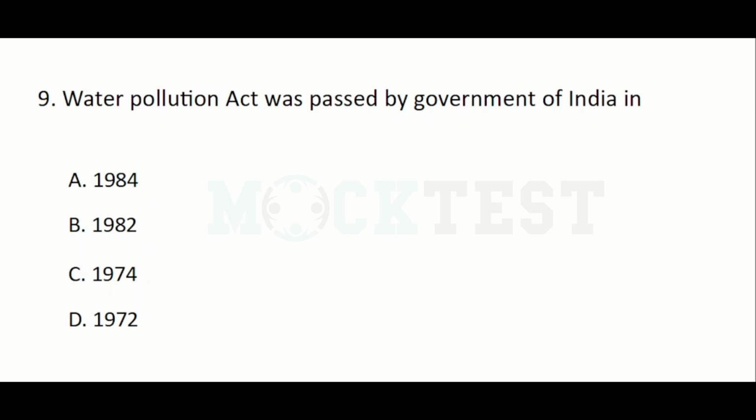Water Pollution Act was passed by Government of India in? Option A 1984, Option B 1982, Option C 1974, Option D 1972. Water Pollution Act was passed by Government of India in 1974. Answer option C, 1974.